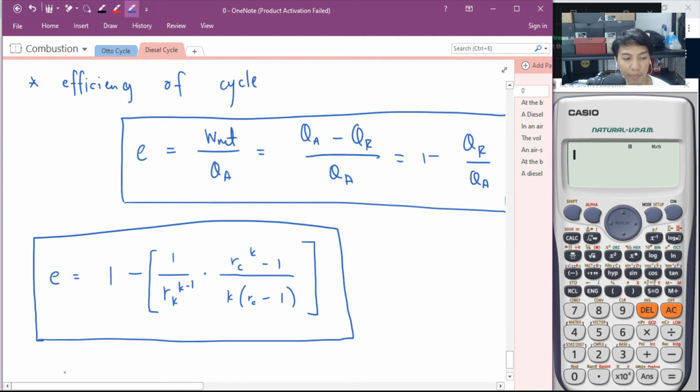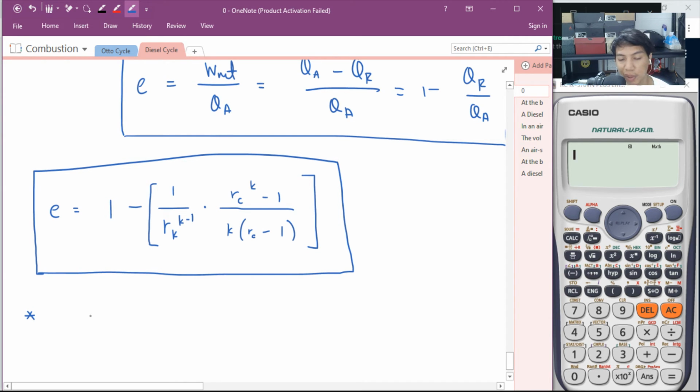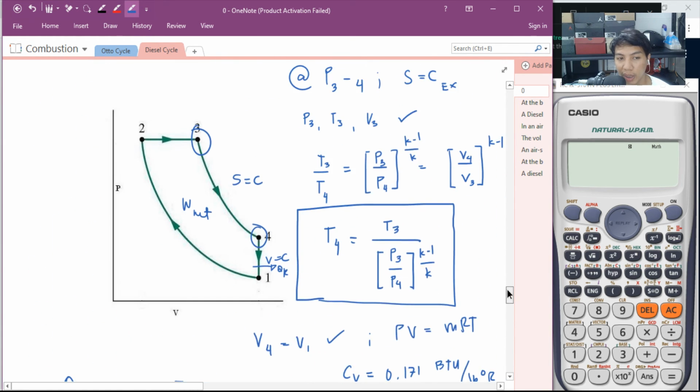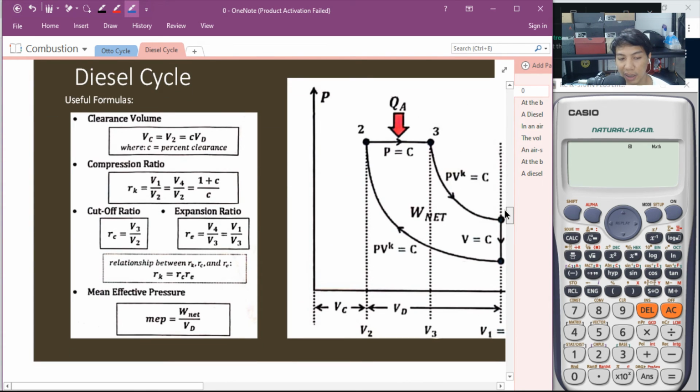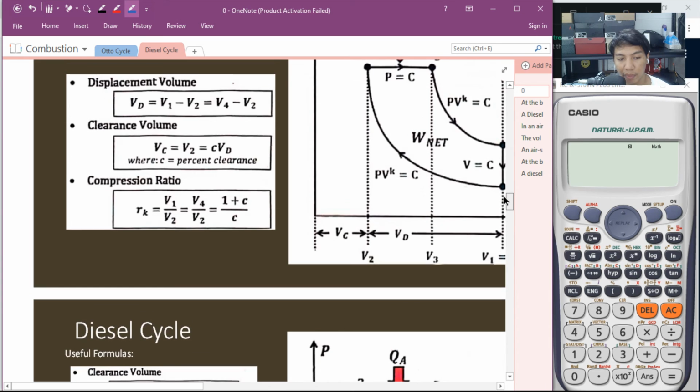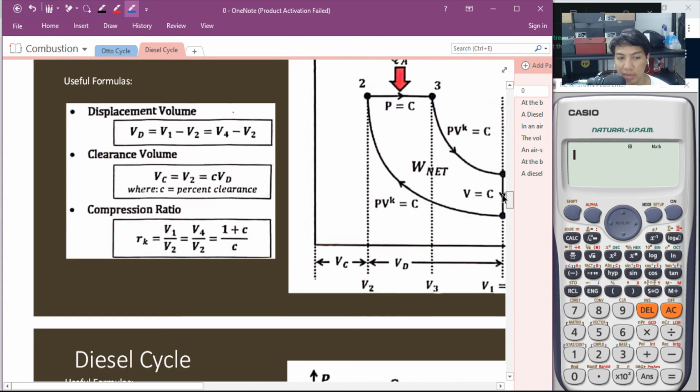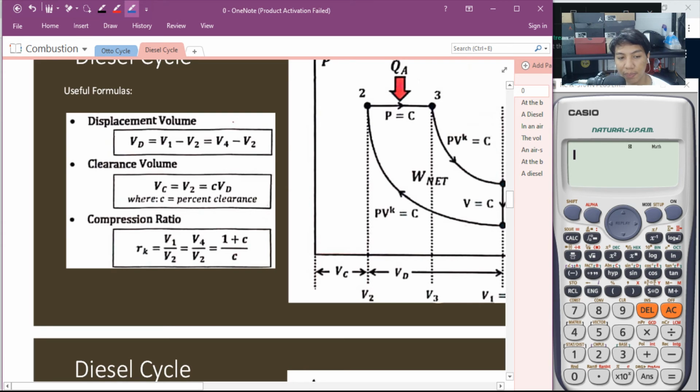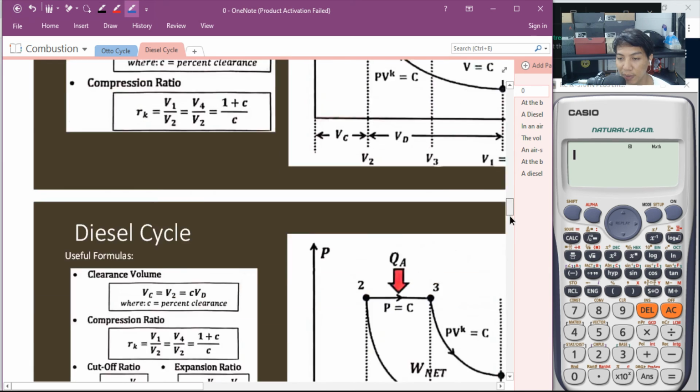How about si RK kasi pwede nating ma-derive yan. Si RK using clearance is equal to C plus 1 over C, where C is the clearance, that is in decimal form. Now, pwede rin nating ma-derive si C. Tignan mo dito si VC or percent clearance, that is equal to V2. Volume clearance, that is equal to V2 multiplied to C times the volume displaced. What is the total volume displaced ng iyong cycle?